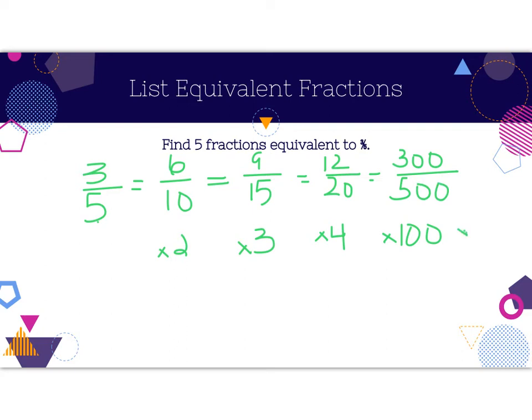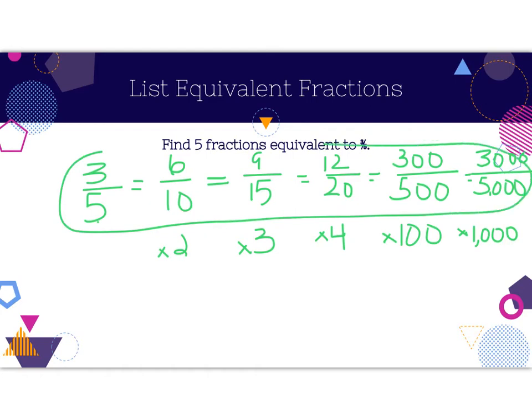So actually I need one more, and for my last one, I think I will multiply by 1,000. Just like multiplying by 100, any number times 1,000 would be that number. This time it would have 3 zeros annexed on the end. So 3 times 1,000 is 3,000, and 5 times 1,000 is 5,000. What we have here is a chain of equivalent fractions.